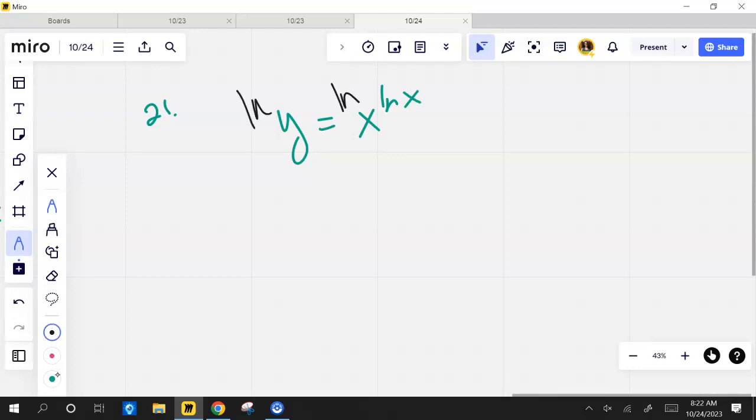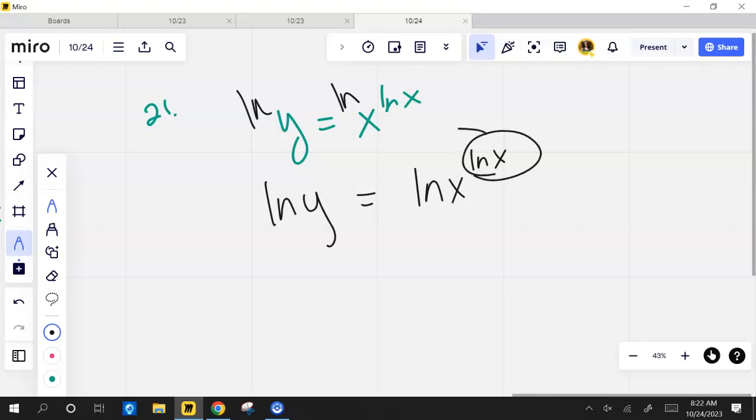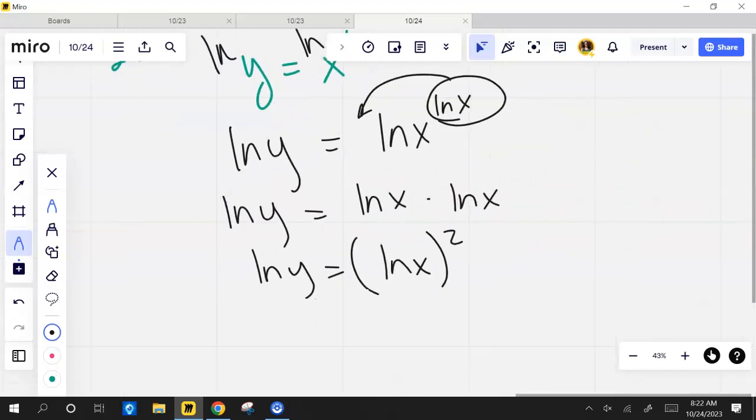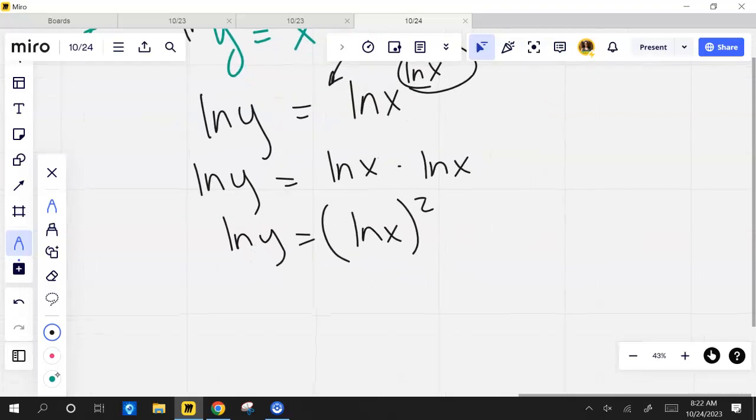But let's go ahead and log both sides. So you get the log of y equals the log of x to the log x. And the reason we log here, we can rewrite this. So I get log of x times log of x. Now whenever I take the derivative, I've got 1 over y, but because I took the derivative of y, I need to follow it with what? dy dx.